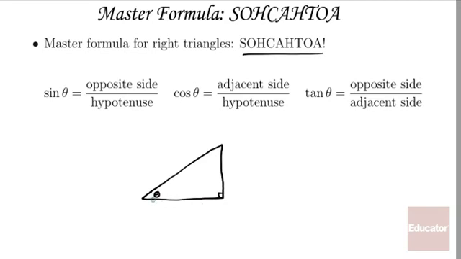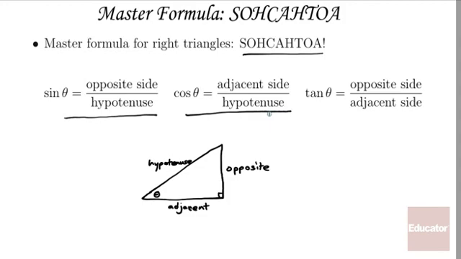So I've drawn a theta down here in one of the angles of a right triangle, and then we talk about the side adjacent to theta, the side opposite to theta, and then the hypotenuse of the right triangle. The master formula that you want to remember is that the sine of theta is given by the opposite side over the hypotenuse, the cosine of theta by the adjacent side over the hypotenuse, and the tangent of theta, which we're learning about today, is the opposite side over the adjacent side.